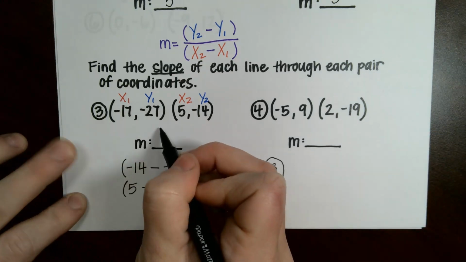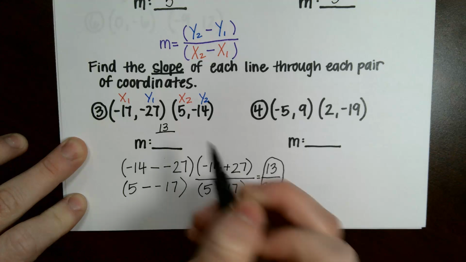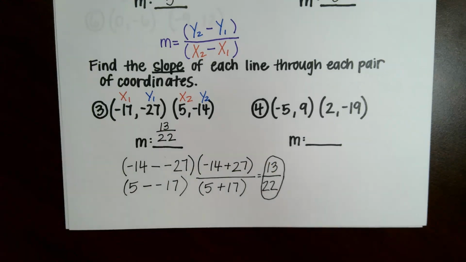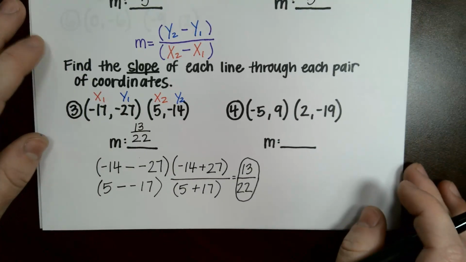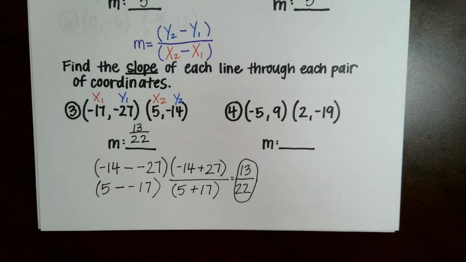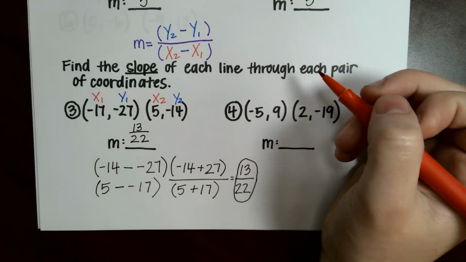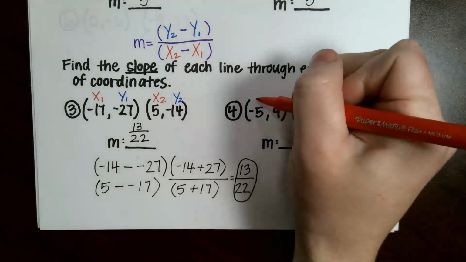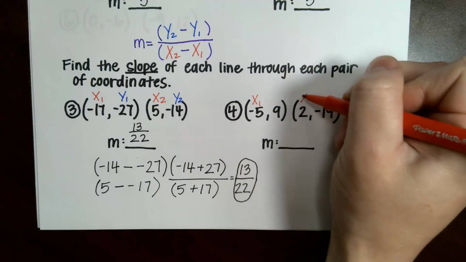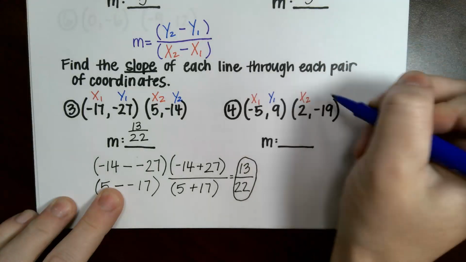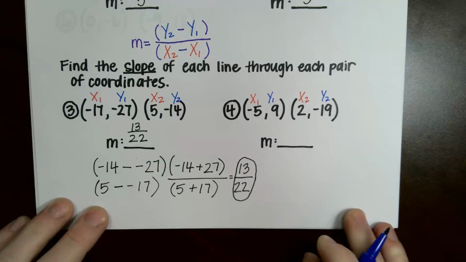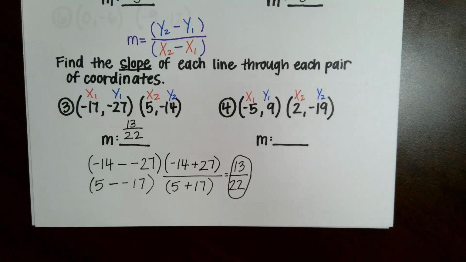So I'm going to write that right over here. I tried to give you guys a little spot to write your answer. Okay, that's it for number 3. Any questions? All right, let's move on to number 4. We're doing the exact same thing. So let's get through it. First, I want to label my coordinates. I've got x1, x2, got y1 and y2. Okay, and now that I've got everything labeled, what should I do?